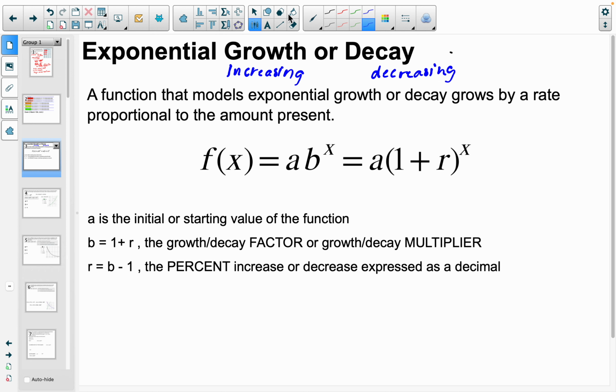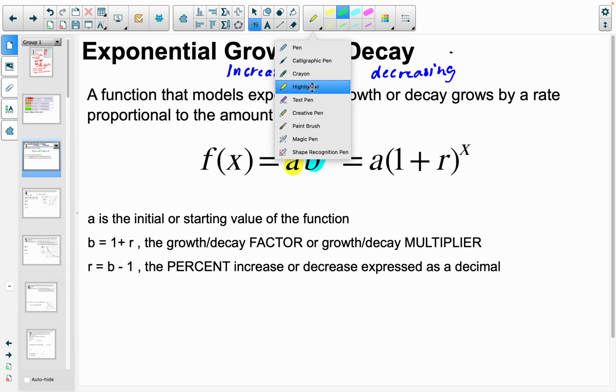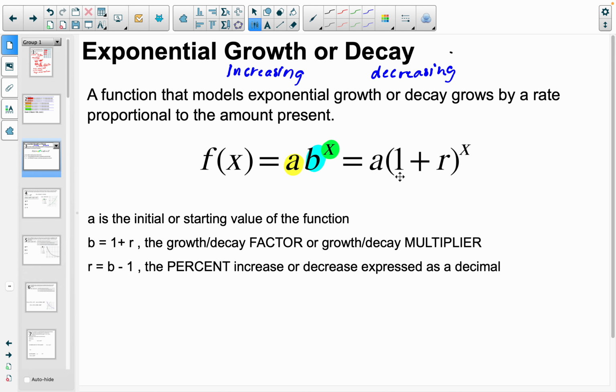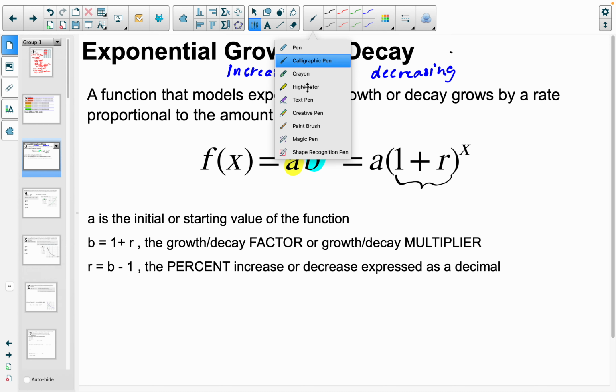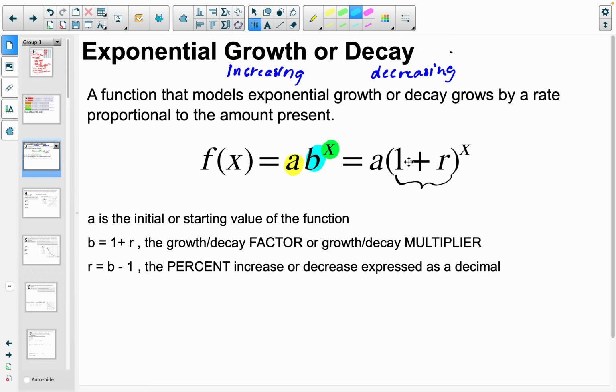exponential. And the form for our exponential is f of x equals a times some b, which is a base, raised to the x power, which is a variable power. And another way to write that is we can write the b term also as 1 plus r, where r is equal to the percent increase or the rate of increase, and b is the factor or the multiplier of increase.